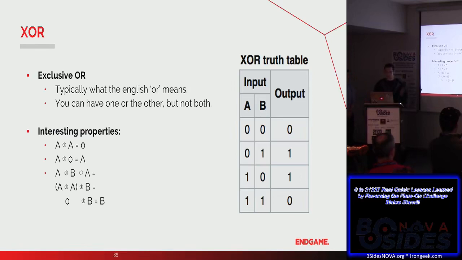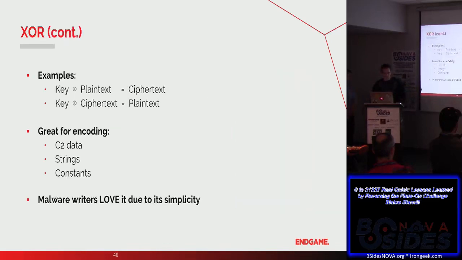On the bottom left are just quick examples: anything XOR with itself gives you zero. Anything XOR with zero gives you anything. Anything XOR with random data XOR with anything again, all the anythings cancel out, and you're just left with your random data. To show it in key, plaintext, and ciphertext form, you put in your key XOR with your plaintext, and you get out your ciphertext, your encoded data. The same thing is true in reverse because it's symmetric: you put in your key and your ciphertext, and you get your plaintext.